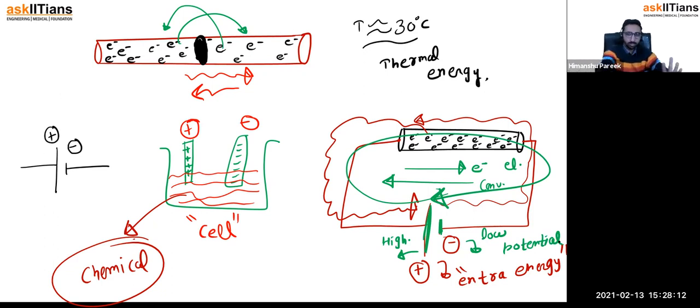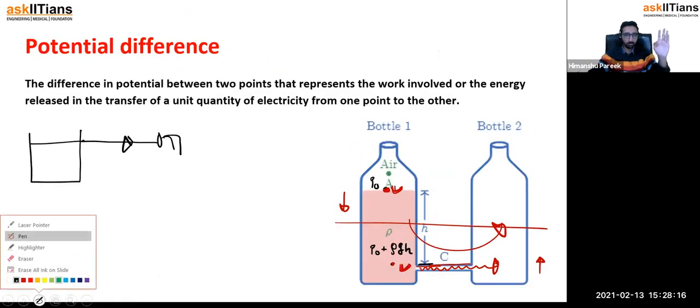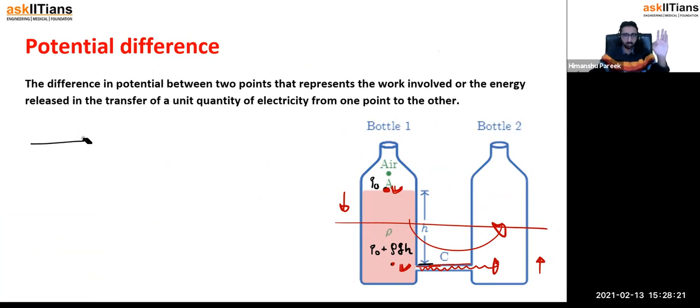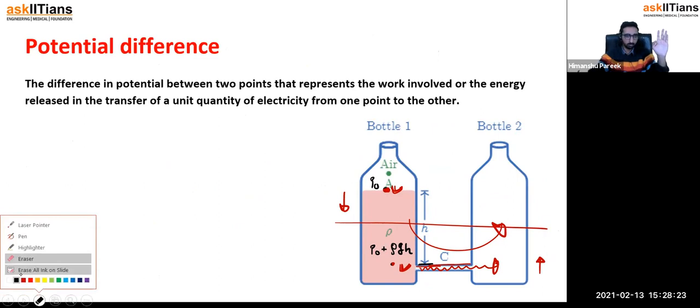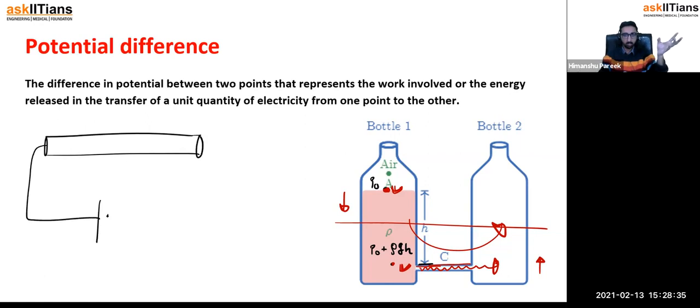So similarly, if you take a wire and connect that wire with the battery, what does this battery do? Basically, it does not provide the charges. Charges are already inside the wire. The battery does not provide the charges. The battery basically provides the potential difference, and that potential difference will make the charged particles flow in a certain path. That's what we call the electric potential.